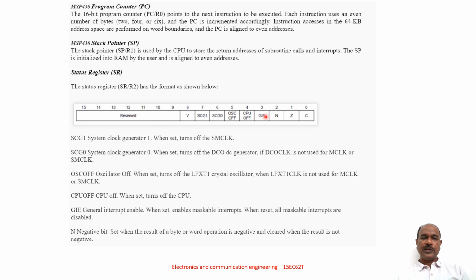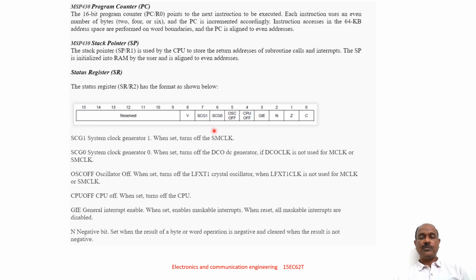Let us see the bit structure of this status register. As you can see here, the status register is a 16-bit register. What is its purpose? It indicates the current status of the microcontroller. It runs from bit number 0 to bit number 15. Out of these, only bits 0 to 8 are used. Only 9 bits are used, and the remaining bits are reserved for future use.